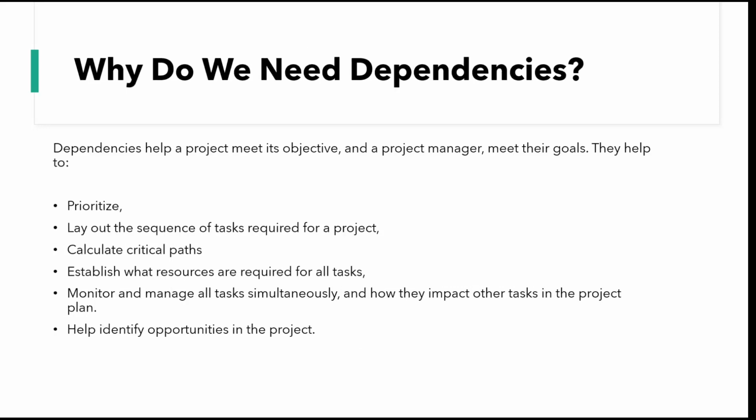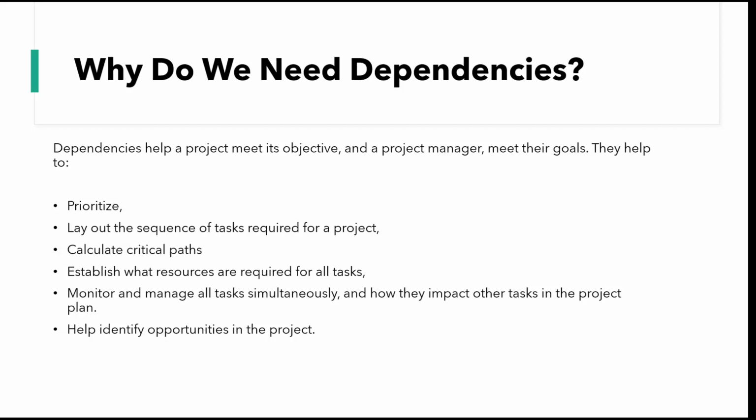Now, why do we need dependencies? Dependencies are actually set up for a reason, and they help a project meet its overall objectives, and they also help a project manager to meet their goals. Dependencies help prioritize different tasks. They help lay out the sequence of tasks that are required for a project.